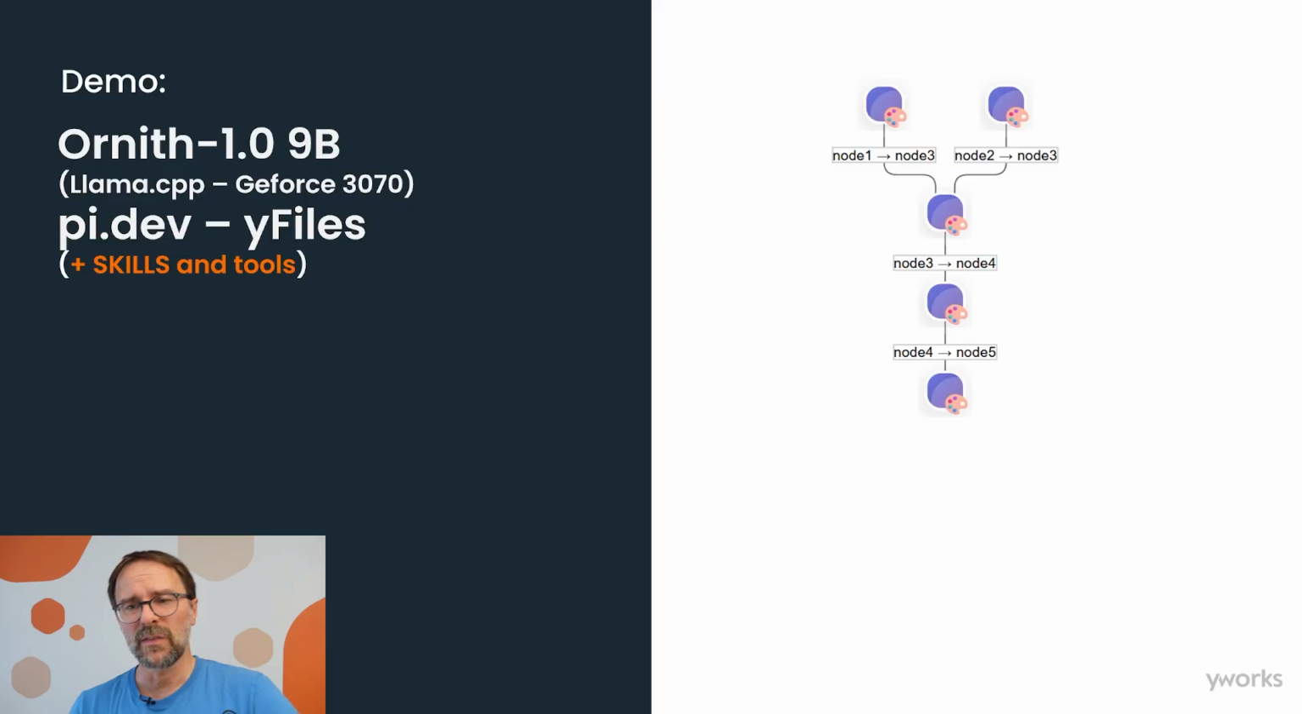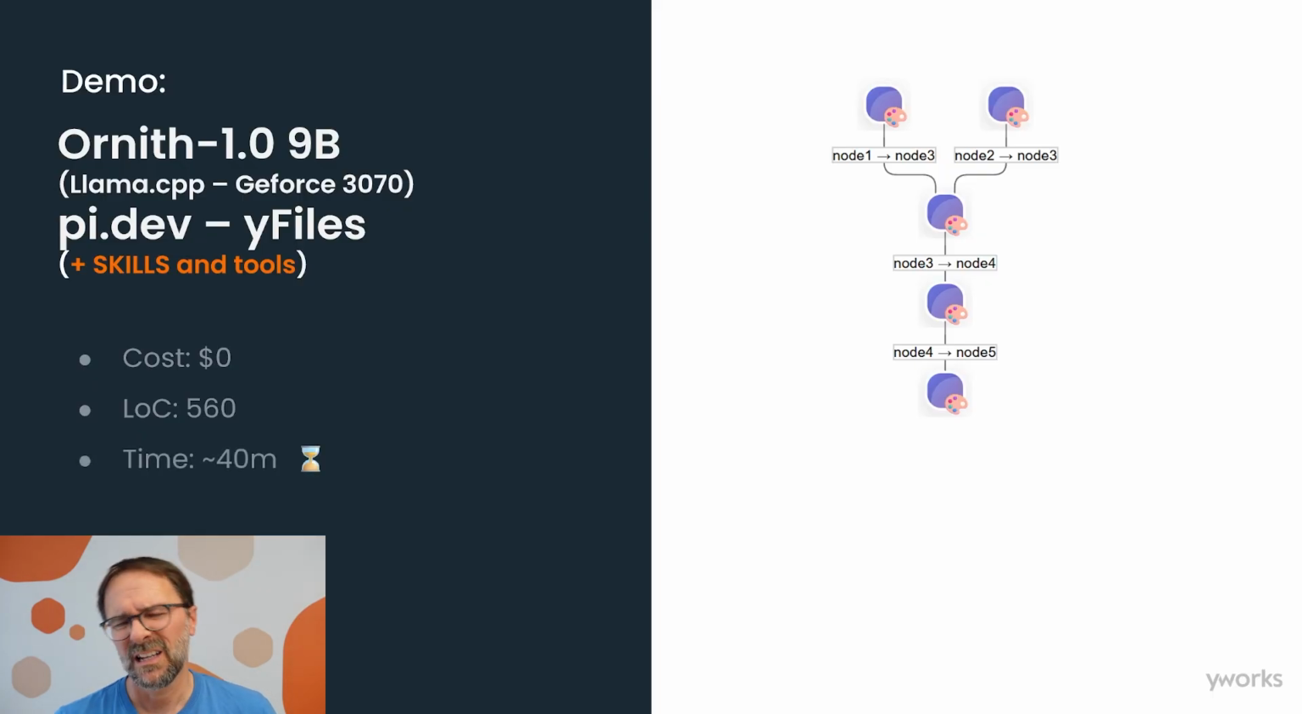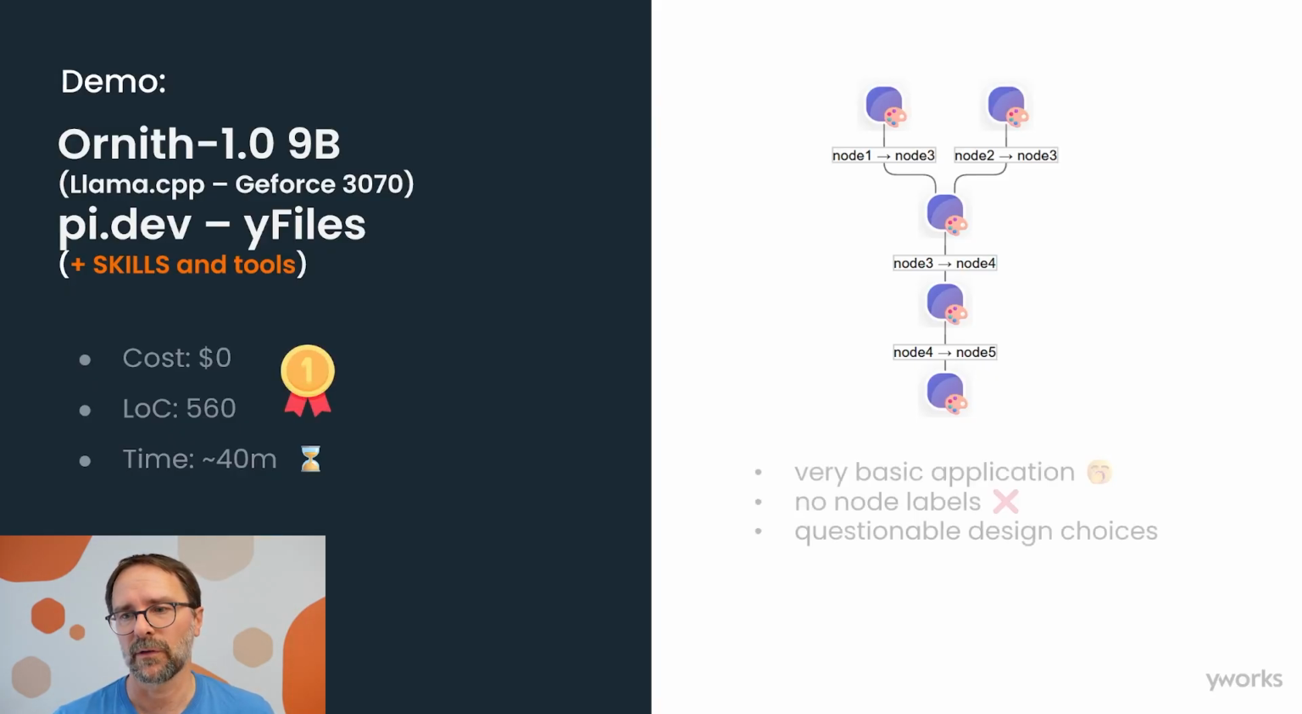But now, with the help of the skills and the tools installed, even a local model like this on an old hardware was able to come to results. And this, of course, again, at $0 costs. It created a program with 560 lines of code. It took a while, it took 40 minutes because, well, my hardware isn't that good. But it managed to actually create something useful.